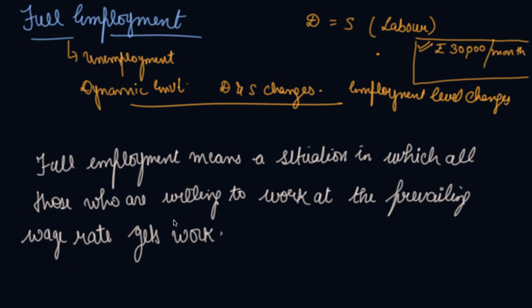There are constant changes in the demand and supply situation in the market, as I've already told you, due to the change in technology and some other changes due to the change in the factors of production. So there is always change in the demand and supply situation. So it is not possible that those who want to work may get work all the time.